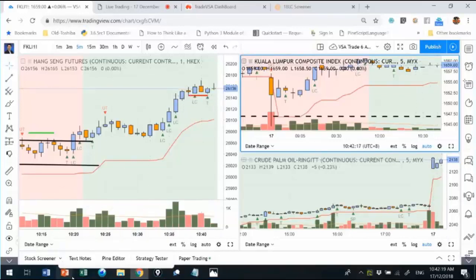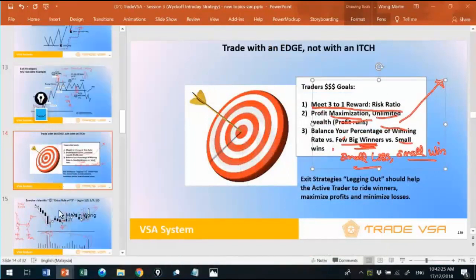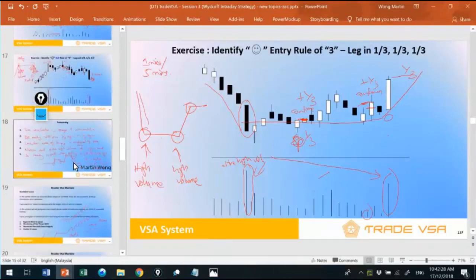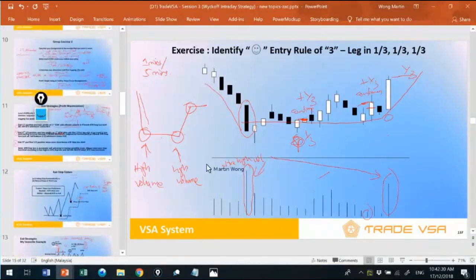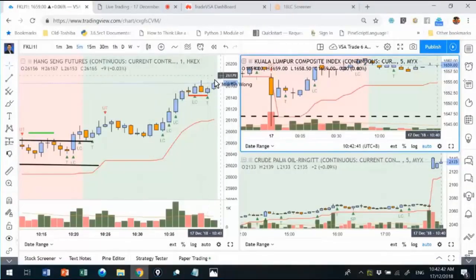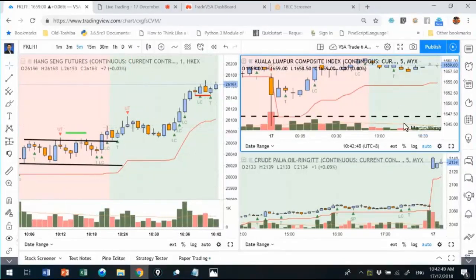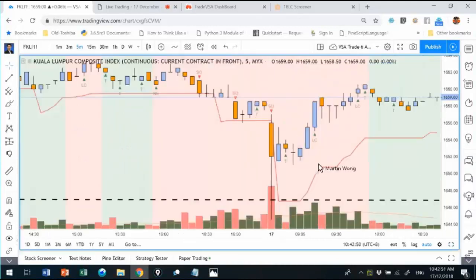Remember yesterday? I hope you all remember these notes. I know some of you may not pay attention, where we move our stop loss. This is the part: if the market goes higher, this is the ATR stop loss. Remember this ATR stop loss? We move our initial stops higher and higher. As it goes up, we move some more, move some more. Who knows? We captured a nice chunk of the profit. Okay, let's see if we can do a trade here for FKLI.